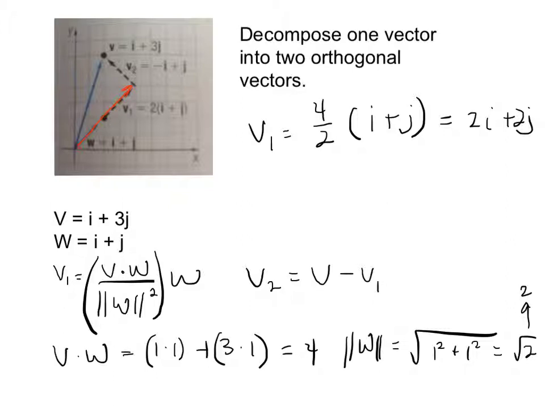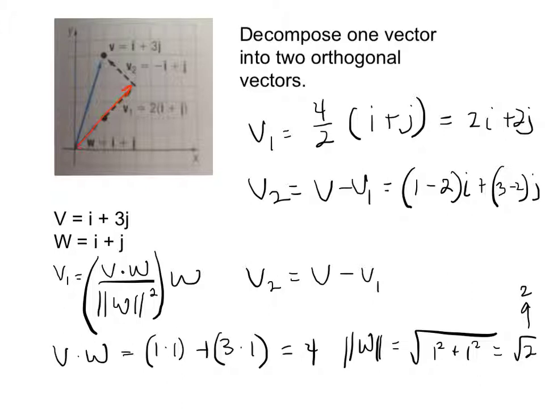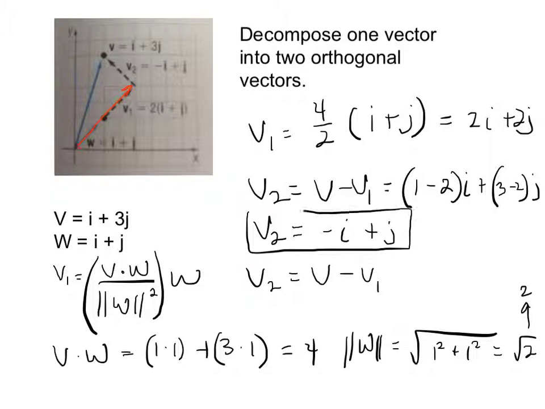Now that I have V1, I need to solve for V2, which is merely V minus V1, or in this case we've got 1 minus 2I plus 3 minus 2j. So V2 then equals negative I plus j. So we found our two vectors, V1 and V2.